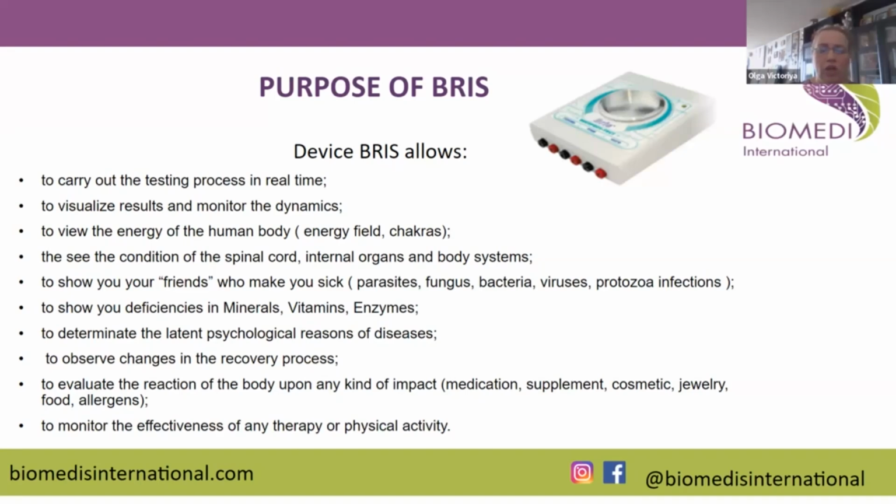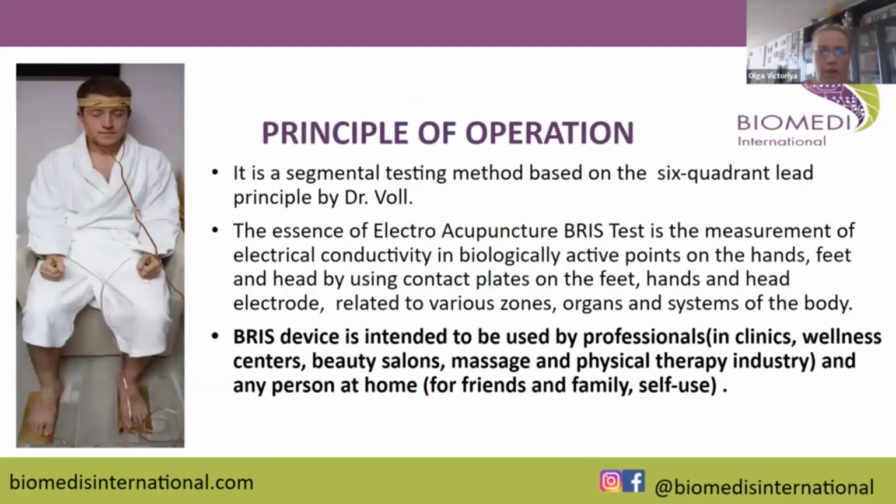jewelry, food, allergy. The BRIS device has a testing plate where we can place the medication or supplements, as you can see right here. And then we can test if that medication or supplement or jewelry is good for that person, or if it gives a bad impact on him. Also, BRIS allows us to monitor the effectiveness of any therapy or any physical activities. So we can see that that therapy was good for the person, or that activity is good for the person, or not that good. So in the next slide, we'll talk about the principle of operation.